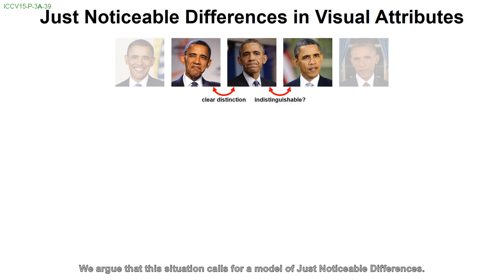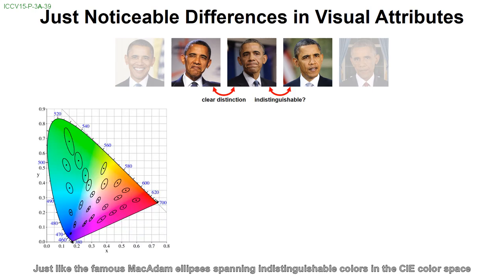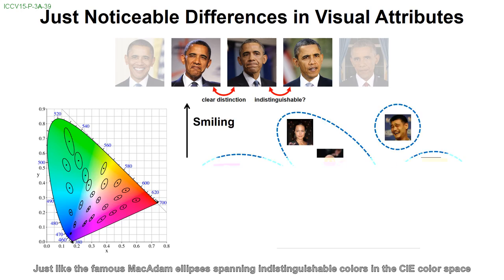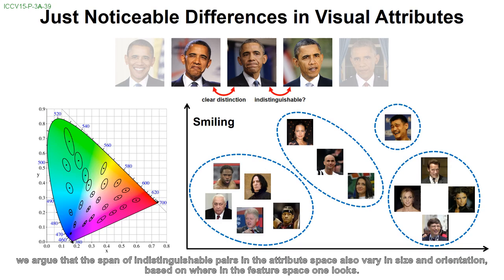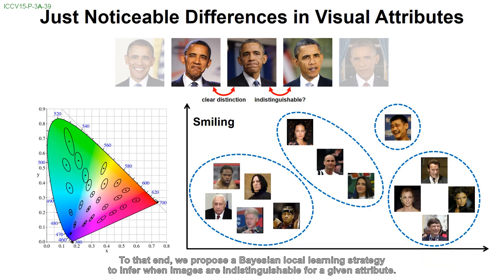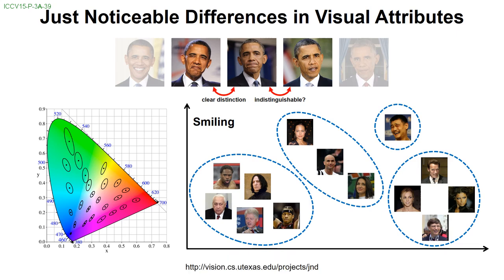We argue that this situation calls for a model of just noticeable differences. Just like the famous MacAdam ellipses spanning indistinguishable colors in the CIE color space, we argue that the span of indistinguishable pairs in the attribute space also varies in size and orientation, based on where in this feature space one looks. To that end, we propose a Bayesian local learning strategy to infer when images are indistinguishable for a given attribute. Please visit our website for more information.